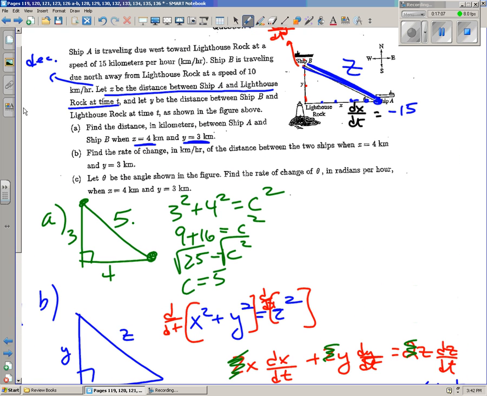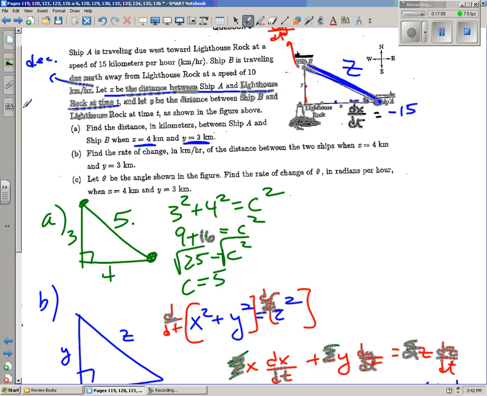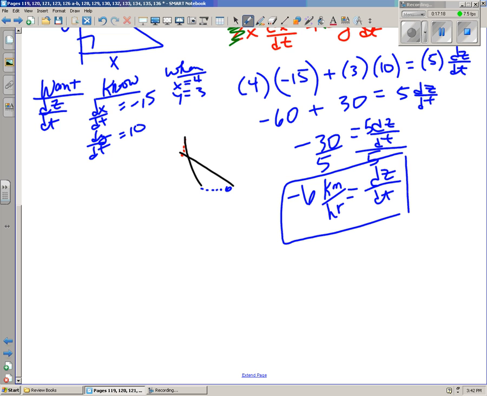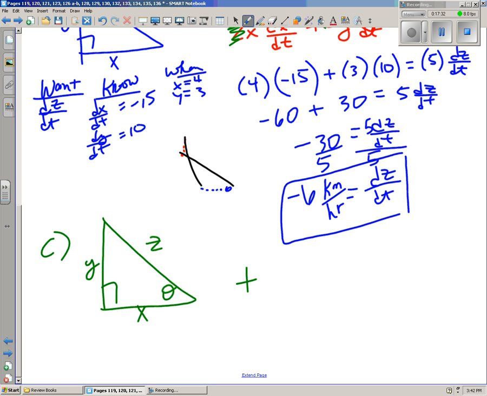All right, part C says, let theta be the angle in the picture, which is the angle between ship A and the lighthouse rock. We want to find the rate of change of theta in radians per hour when x is 4 and y is 3. So when you do this, here's what we know. We have x, y, z, and here's theta. In order to get theta involved, we need a trig function. I'm going to use tangent. Tangent of theta is y over x.